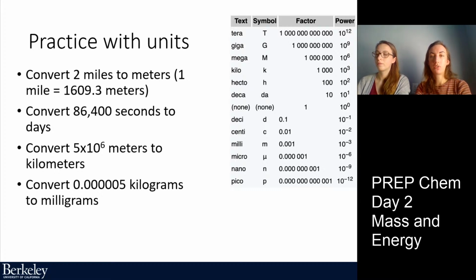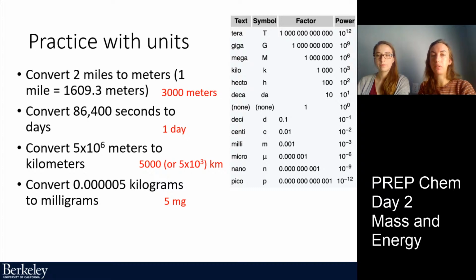Okay, it's okay if you haven't finished doing all of these conversions. The answers are as follows. When we convert 2 miles to meters, we get 3,000 meters. I've rounded that. Katie will talk about why in a couple minutes. 86,400 seconds is 1 day. 5 times 10 to the 6 meters is 5,000, or 5 times 10 to the 3, that's the same thing, kilometers.